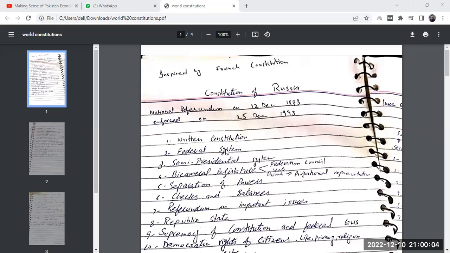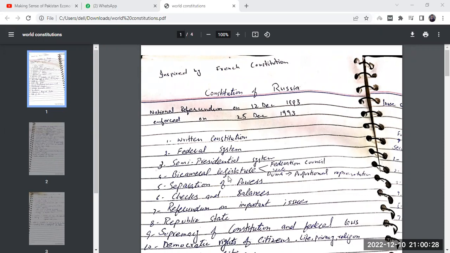You know, in federal system there is one central government and the other is provincial government, or you can say constituent governments. Two government systems, and powers are devolved. And it is also a semi-presidential system. You are quite aware of the semi-presidential system. There is one prime minister and other president, and there is a power sharing formula between president and prime minister.